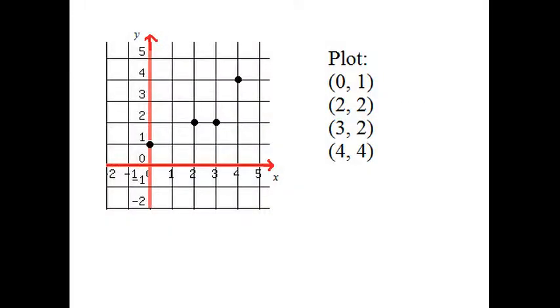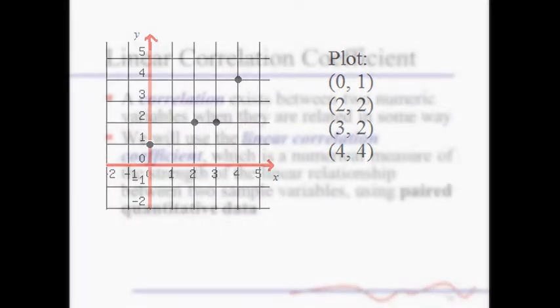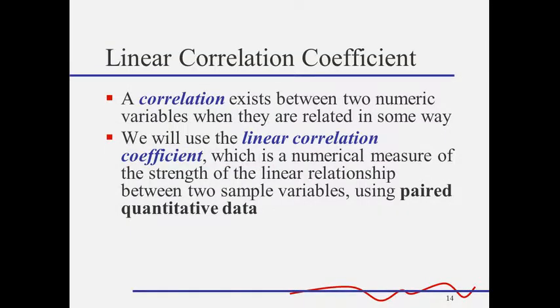You've graphed ordered pairs before. Here's an example to remind you how it works. We graph the first number on the x-axis, the horizontal axis, and the second number of the ordered pair on the y-axis. When we have two numeric variables that are related in some way, we say there is a correlation.